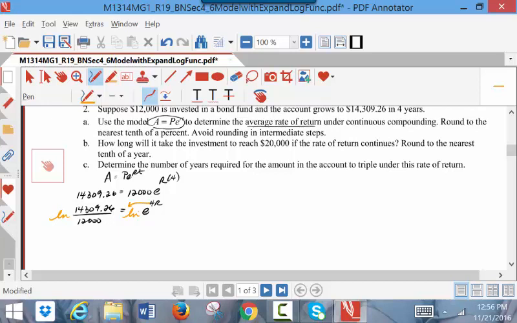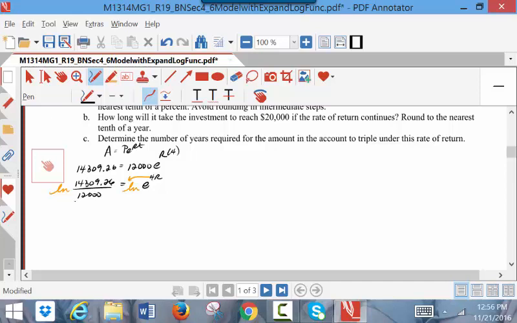That permits me to pull the 4r to the front, when r is what we're solving for, so that's quite convenient. So this is going to become the natural log of 14,309.26 over 12,000, equaling 4r natural log of e. The natural log of e, though, equals 1.